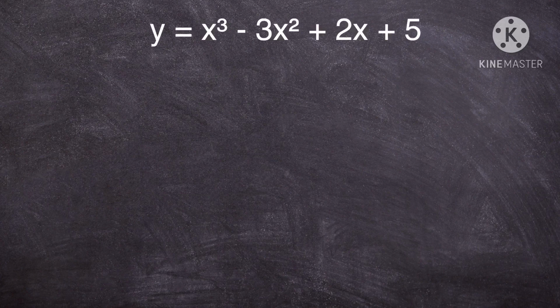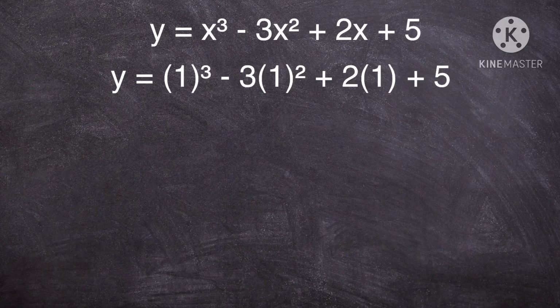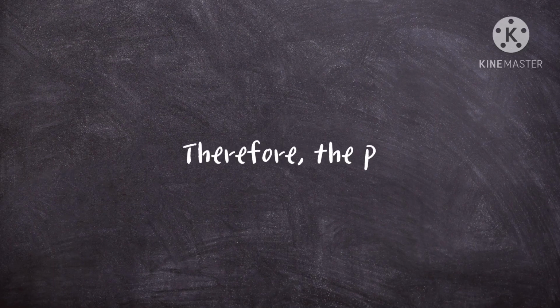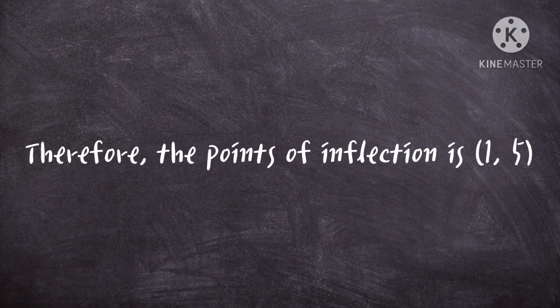To get our y, we will use our original equation, which was y equals x cubed minus 3x squared plus 2x plus 5. We will then substitute x equals 1 into the original equation so that we will arrive at an answer y equals 5. Therefore, the point of inflection is 1, 5.